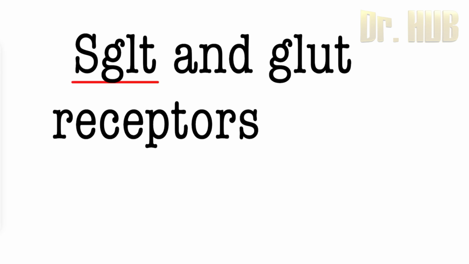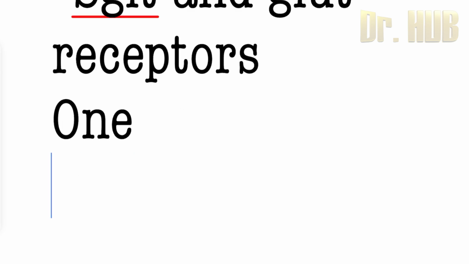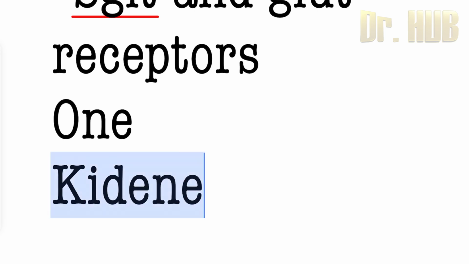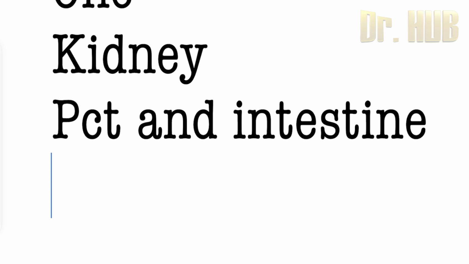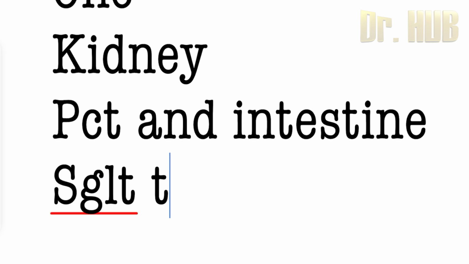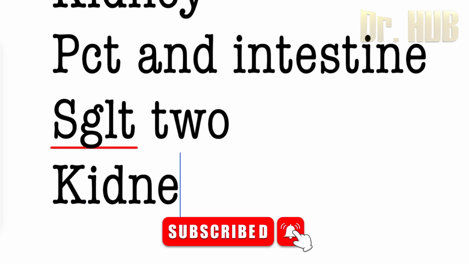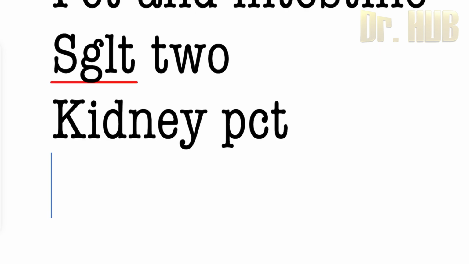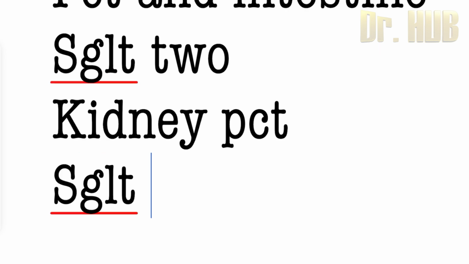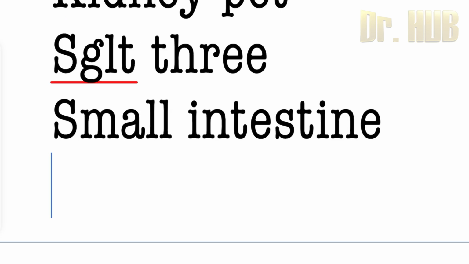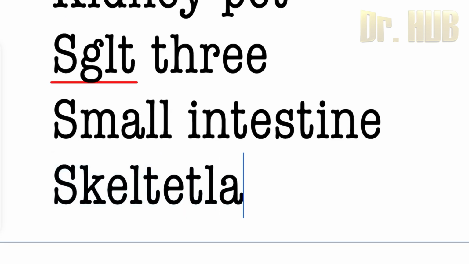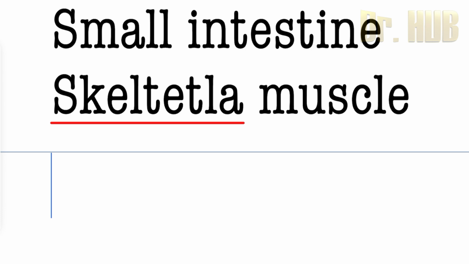First, let's look at SGLT1. SGLT1 is concerned with the kidneys. That is, you have the PCT and also the presence in the intestine. Then comes SGLT2. SGLT2 means again you have the involvement of the kidney. This is again the PCT. Then moving on to SGLT3. SGLT3 has the presence of the small intestine and also the skeletal muscle.